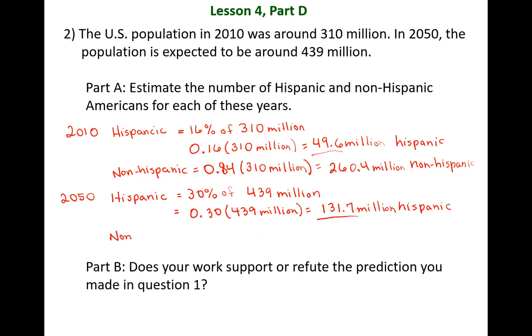Non-Hispanic will make up the other 70%. 0.70 times 439 million.